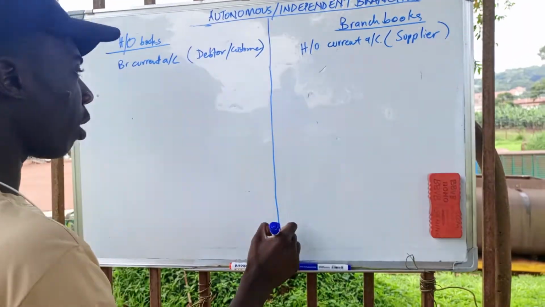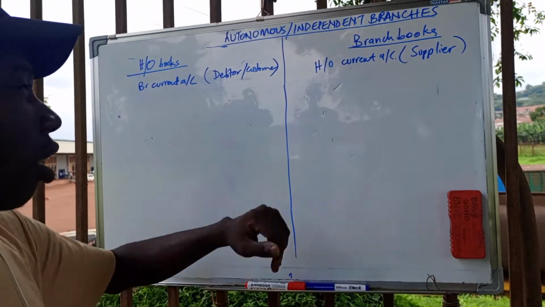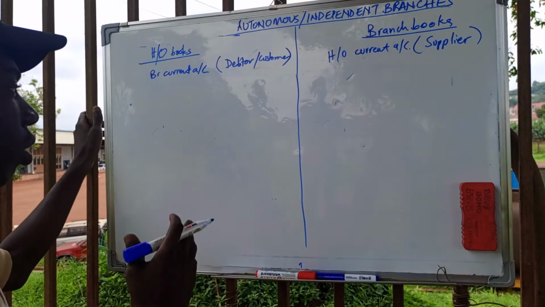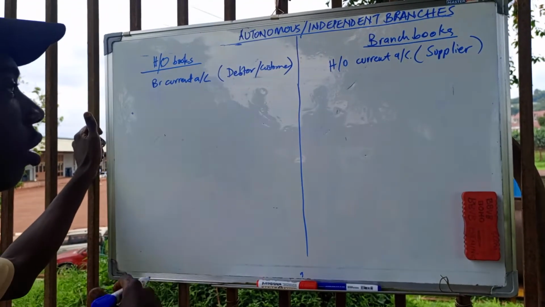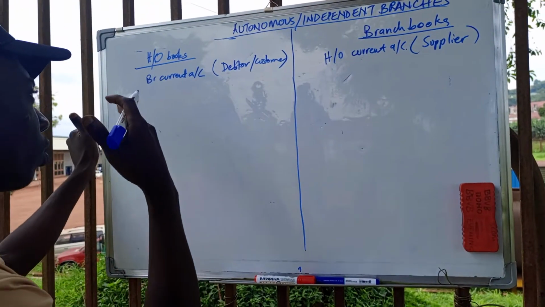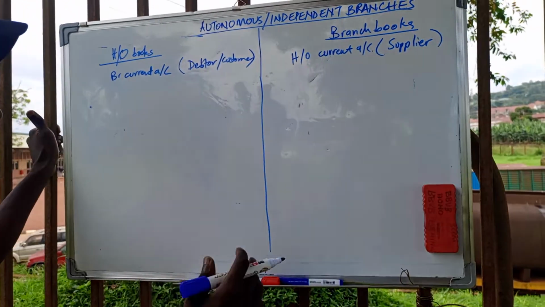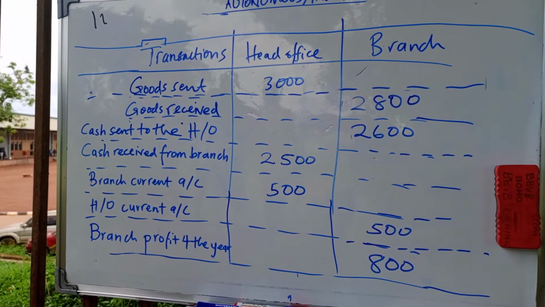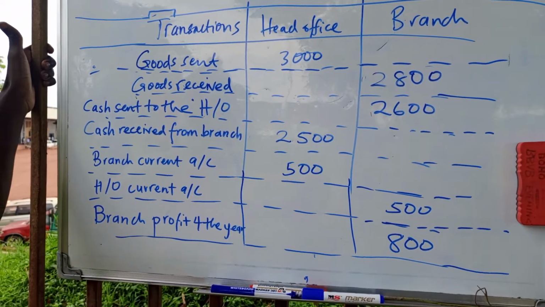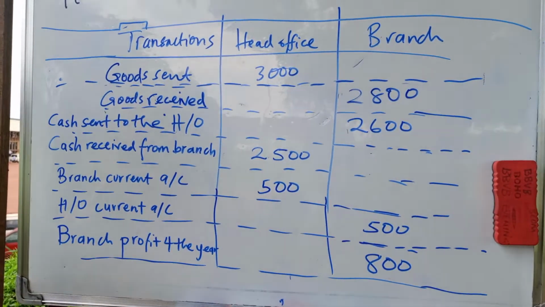The closing balance of the branch current account must be exactly similar to the closing balance of the head office current account. So we are going to look at examples of how we prepare both accounts, the branch current account in the head office books and the head office current account in the branch books, because the head office maintains the account of the branch, and the branch also maintains the account of the head office for purposes of reconciliation.